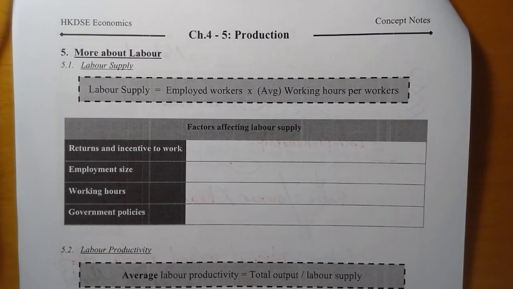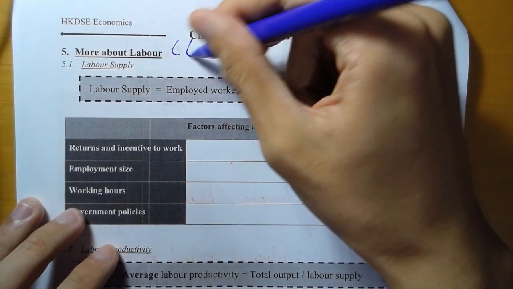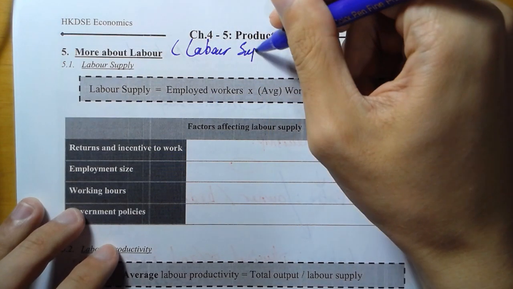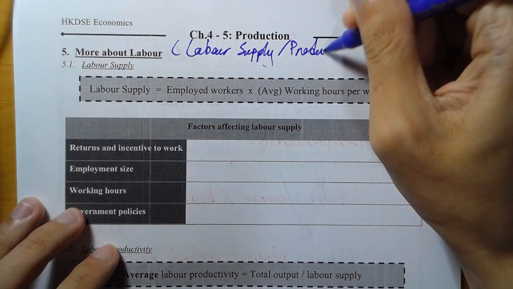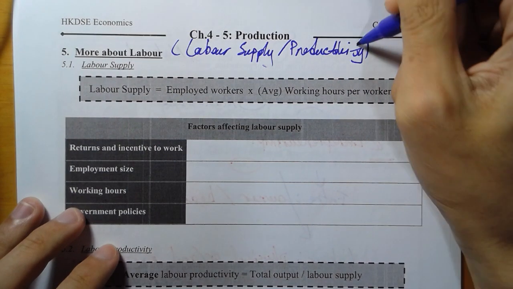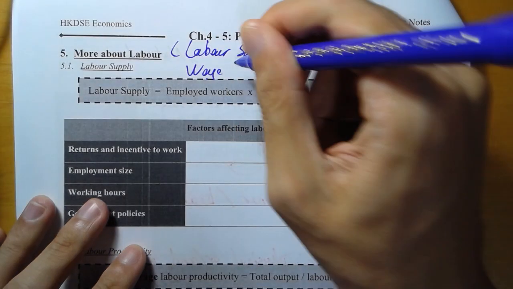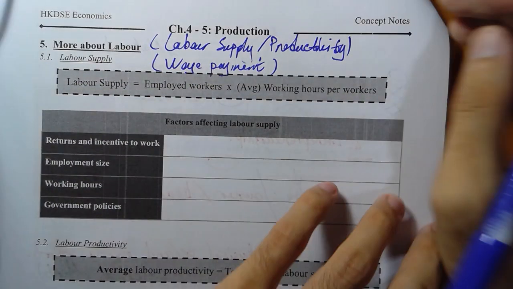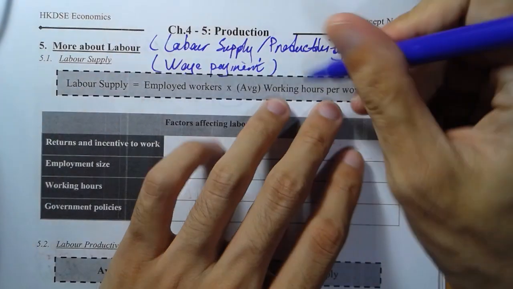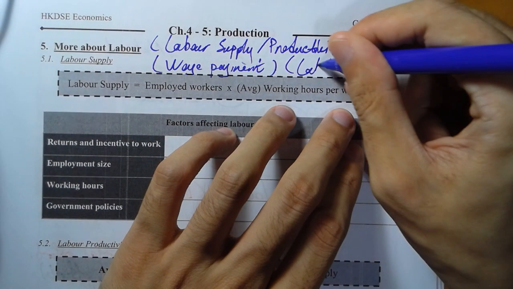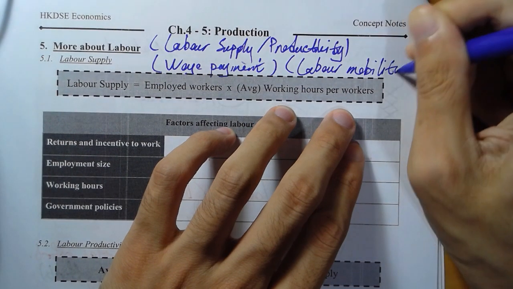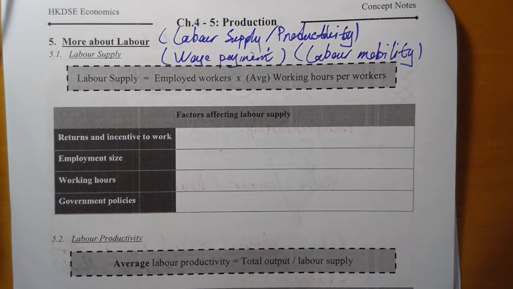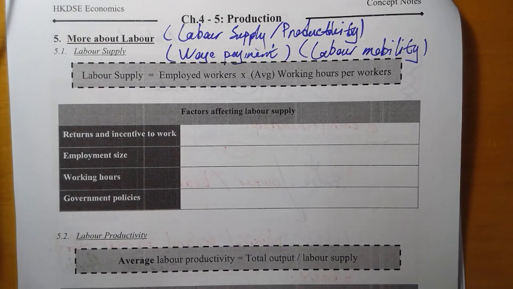Now we focus our attention on talking about labor. As I mentioned, there will be several things. First, we have labor supply and labor productivity. Then we have wage payment. Finally, in this video, I will also take the extra effort, although not in your examination, to talk about labor mobility. You can view it according to your own interest. Anyway, let's tackle labor supply and labor productivity first.